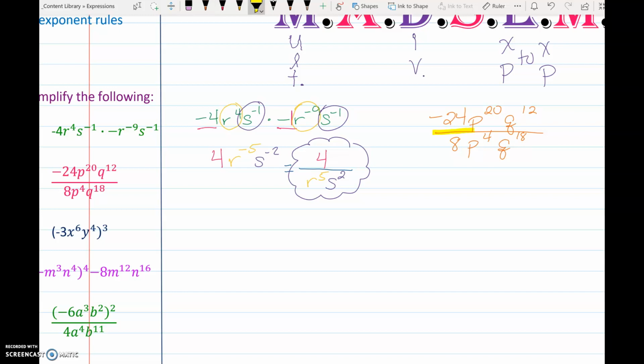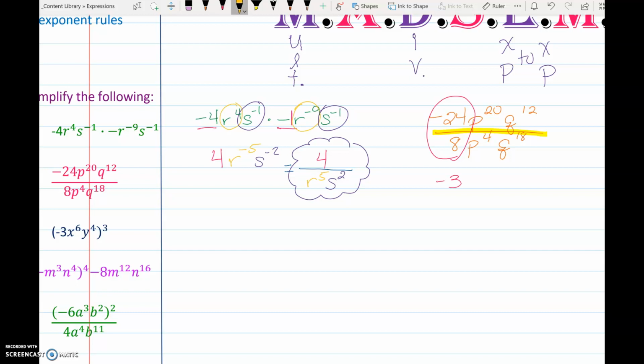So it's a division problem. That fraction bar tells us we're dividing all that stuff. So we're just going to go ahead and go in order and divide by like terms. So negative 24 divided by 8, negative 3.